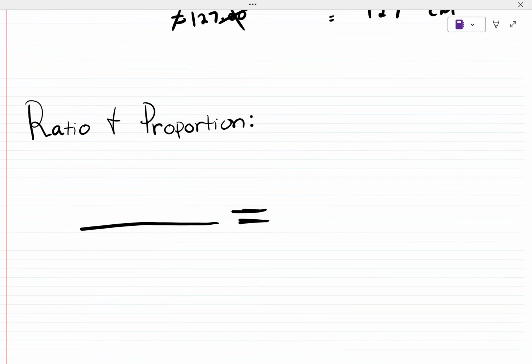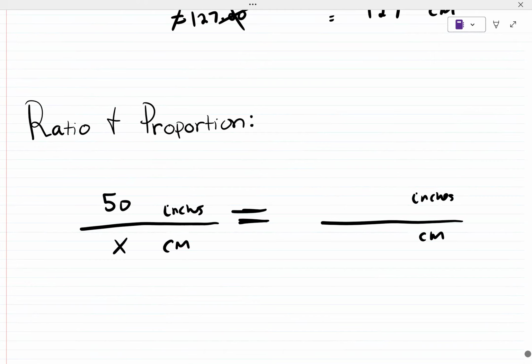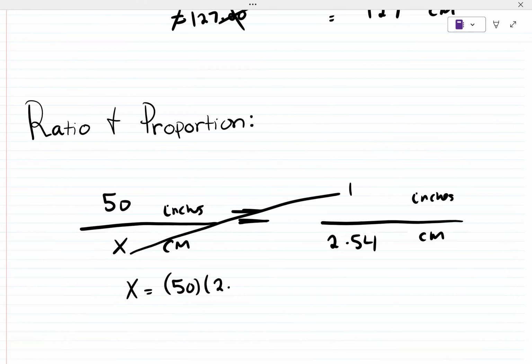Now ratio and proportion. For ratio and proportion, you put inches on the top, centimeters on the bottom. So we know that there was a total of 50 inches, and then centimeters unknown. And then we know that for 1 inch, there's 2.54 centimeters. Cross multiply, so 1 times x is x, and then you have 50 times 2.54. And when you put it all together, you get 127 centimeters.